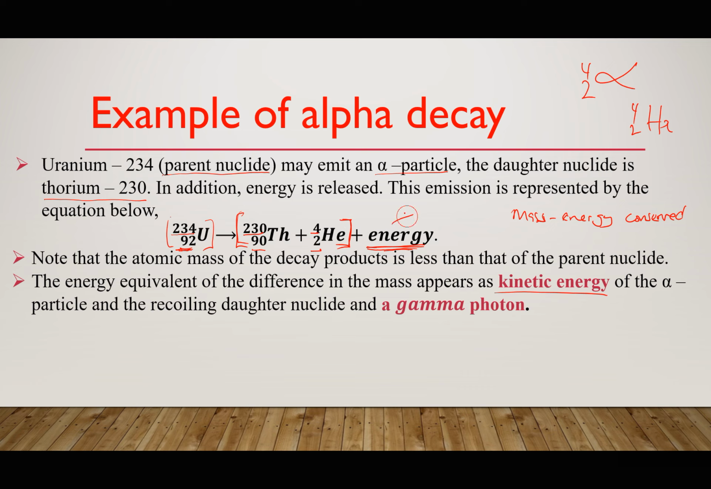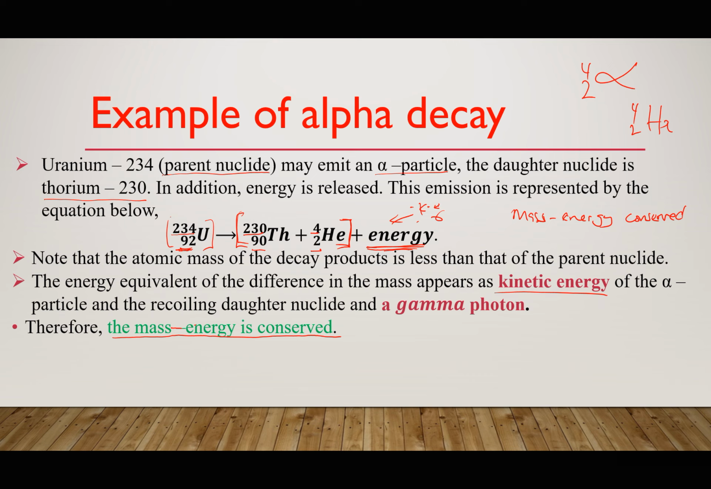So the energy which is emitted here is going to be either kinetic energy of these products, or it is going to be the gamma photon, because gamma photon is entirely electromagnetic radiation, which is energy. Therefore, we scientifically say that mass energy is conserved. We don't say mass conserved, we don't say energy conserved. It is one quantity which is mass energy. So mass energy is conserved in all nuclear processes.